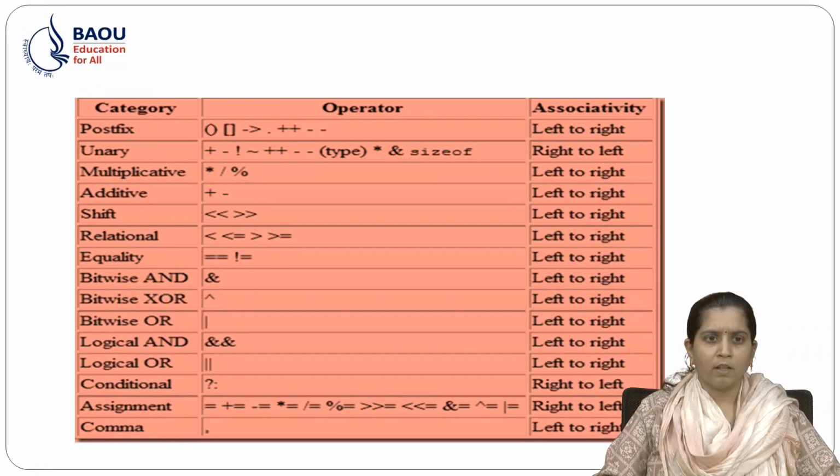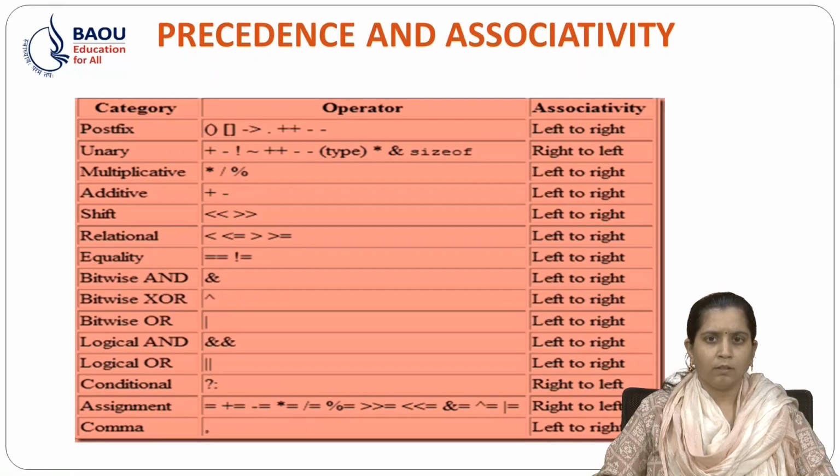So, postfix, unary, these are the snapshot of the operators, and here the precedence and associativity is given. Postfix operations and unary operators, multiplicative operators, additive operators that is plus and minus, shift operator, that is insertion operator and extraction operator. Relational operators have the associativity left to right.